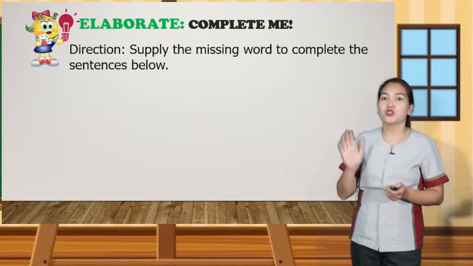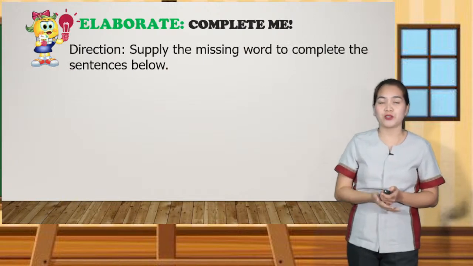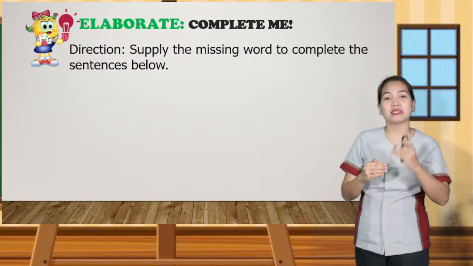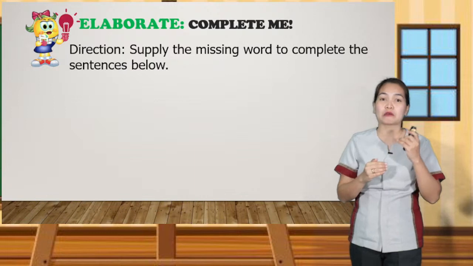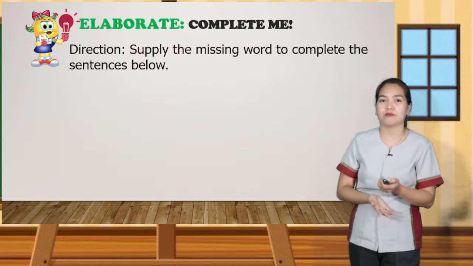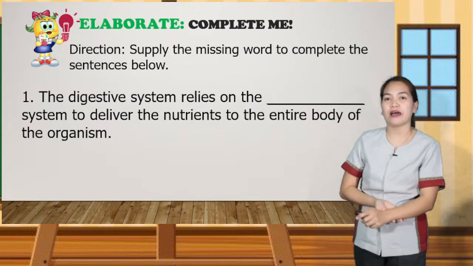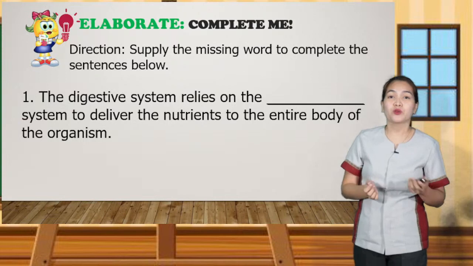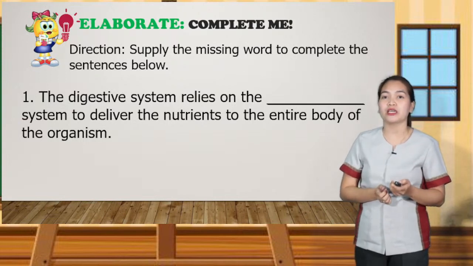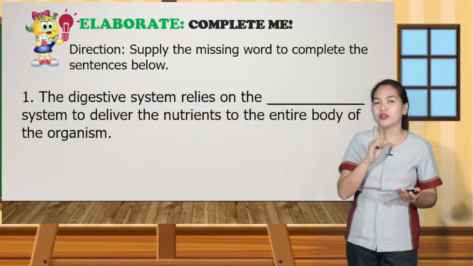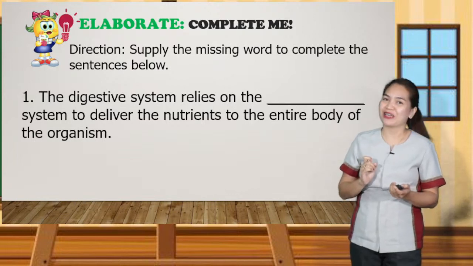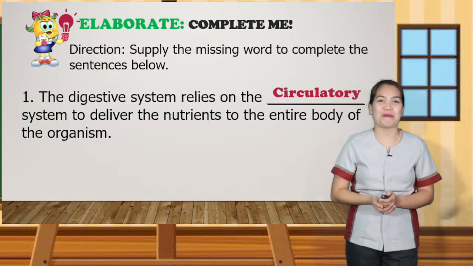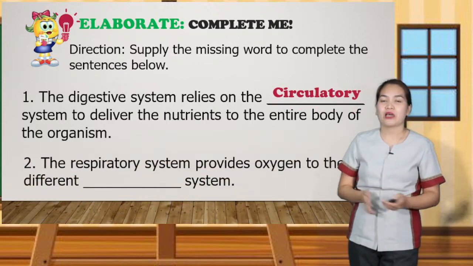I would like you to supply the missing word to complete the sentences below. So this time, you will put the missing word or the missing term in order to complete the sentence. First sentence we have: the digestive system relies on the blank system to provide the nutrients to the entire body of the organism. So what do you think it is? Okay, so your answer is circulatory system.